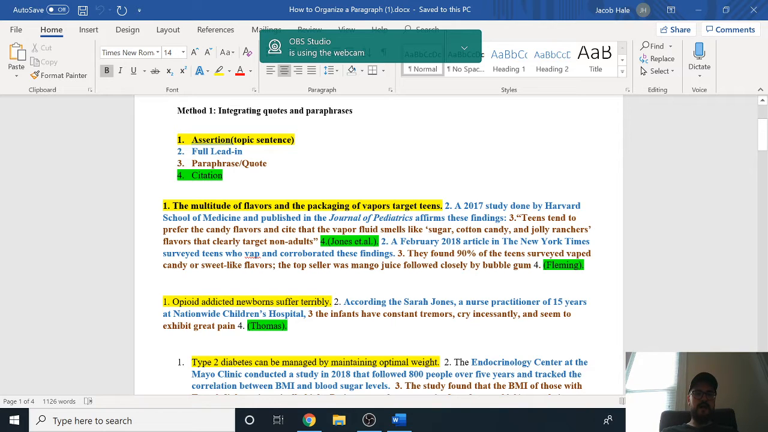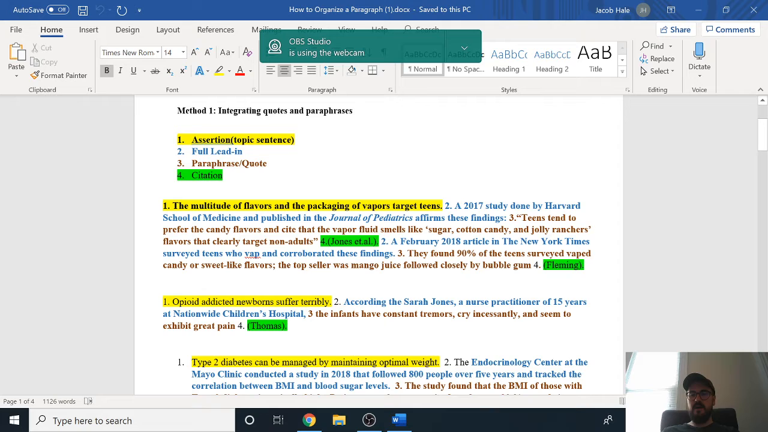So first, we have our assertion or our topic sentence. The multitude of flavors in the packaging of vapors target teens. So we have a sentence here that is telling us what this paragraph is going to be about, and it's also making an assertion. It's claiming something. And that lets me know as a reader what I am about to encounter in this paragraph.